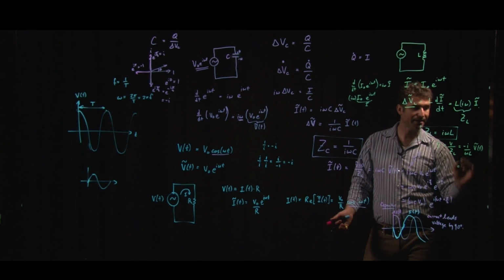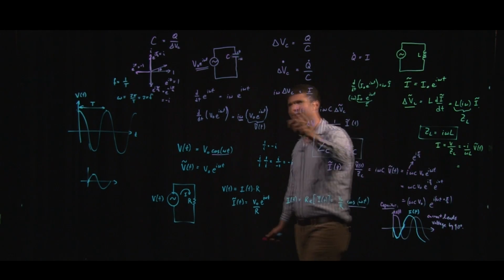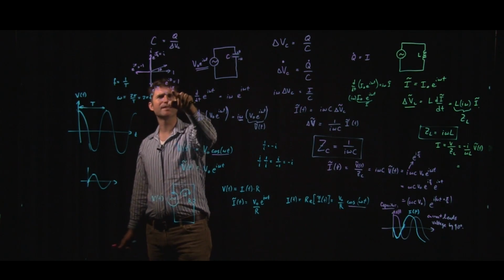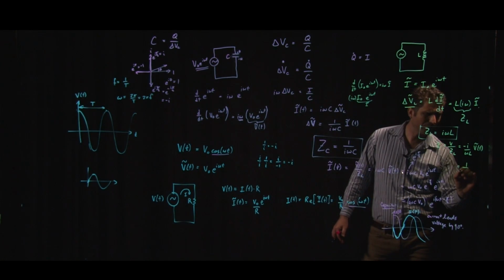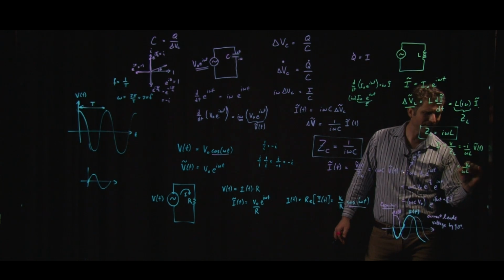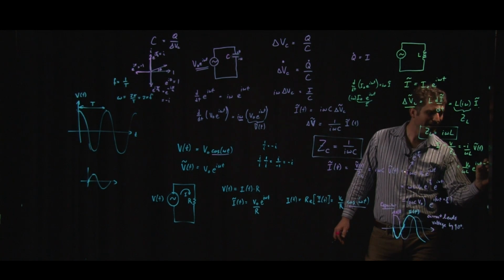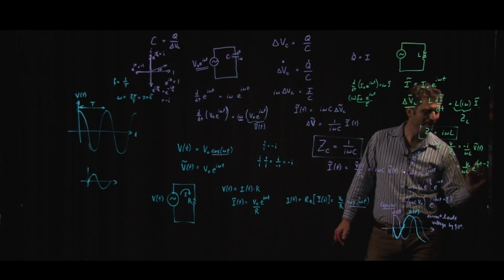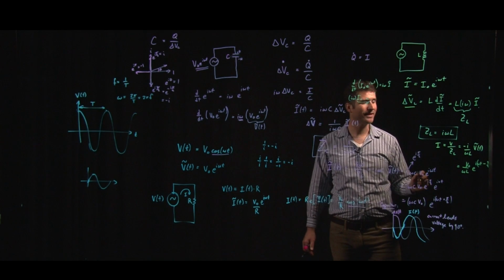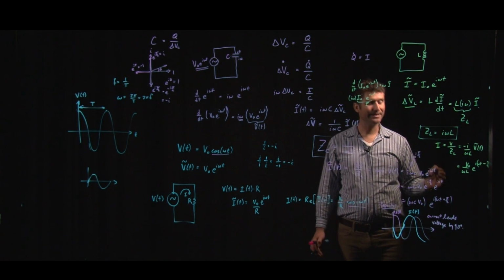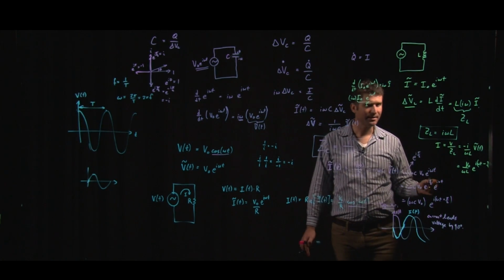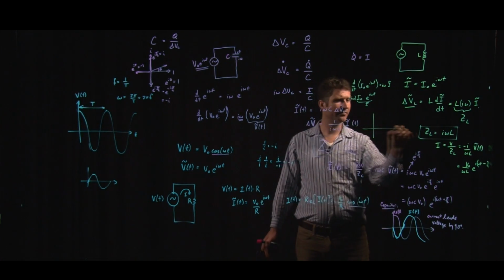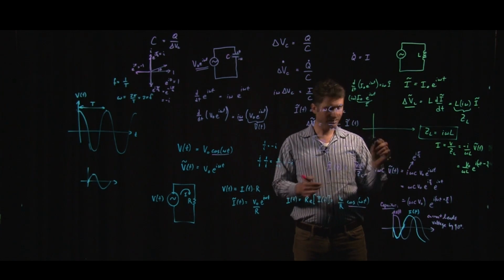And again, I can just say, if I go back over here, minus i is the same thing as e to the minus i pi over 2. So in other words, this is equal to 1 over omega L times V naught times e to the i omega t minus pi over 2. That's kind of cool. That's telling me that the current is lagging the voltage in an inductor by 90 degrees.